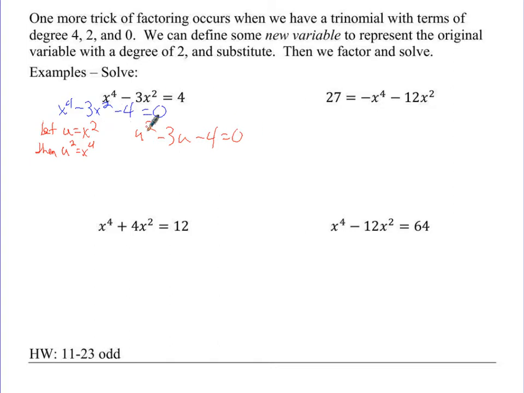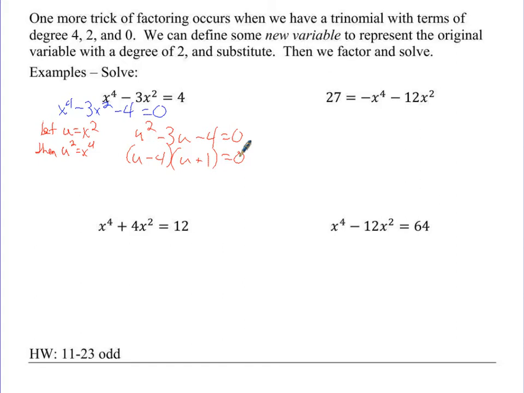In this case, I'm looking for two numbers that multiply to give me negative 4, but add to give me a negative 3. Are there two numbers that do that? Negative 4 and positive 1. So now I can factor this into u minus 4 times u plus 1, sorry, equals 0. And then I can solve for u.